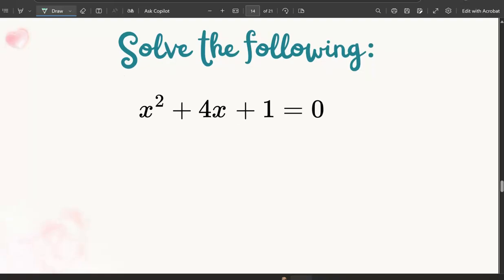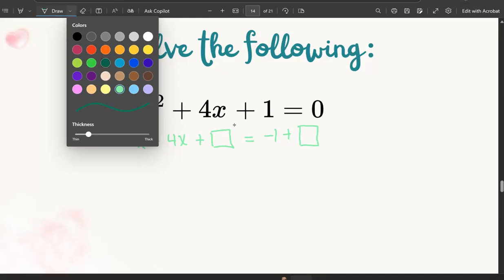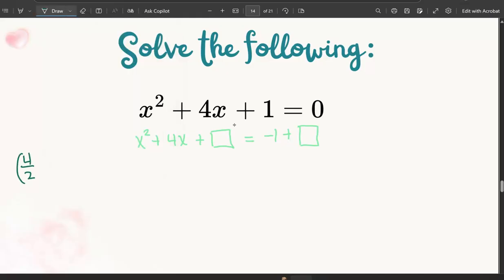So here's another one that would not be able to be factored. So I'm going to set it up in the right format first. So what goes inside my box? I take half the middle term and square it. And 2 squared is 4, so 4 goes in my box. That enables us to write the left-hand side as x plus 2 squared equals 3.